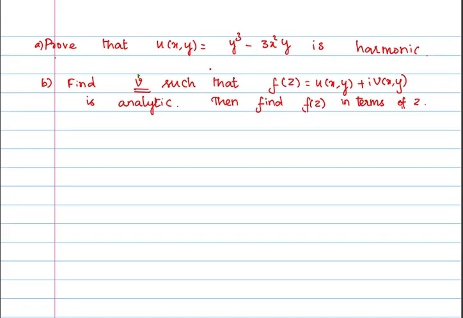The problem gives one function, u of x comma y, equal to y cube minus 3x square. We have to prove that the given function is harmonic. Then I have to find v, a function such that f of z equal to u of x comma y plus i times v of x comma y is analytic. That means we have to find the harmonic conjugate of the given function. This v is the harmonic conjugate of the given function.